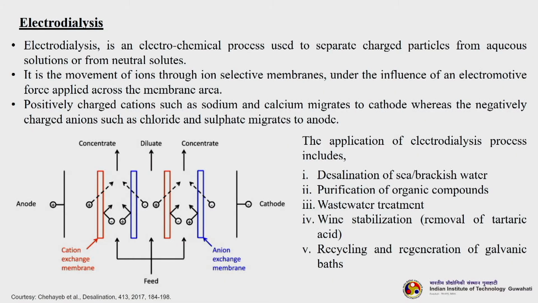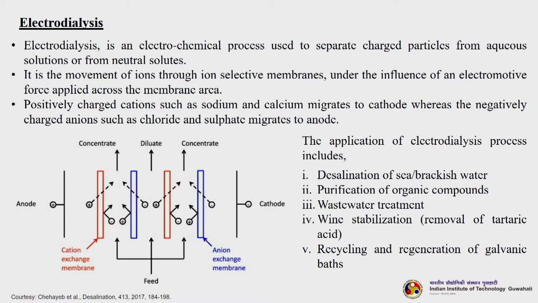So, the next process that we will discuss is electrodialysis. It is a dialysis process which happens under an electric gradient. Electrodialysis is an electrochemical process used to separate charged particles from aqueous solutions or from neutral solutes. It is the movement of ions through ion selective membranes under the influence of an electromotive force applied across the membrane area.